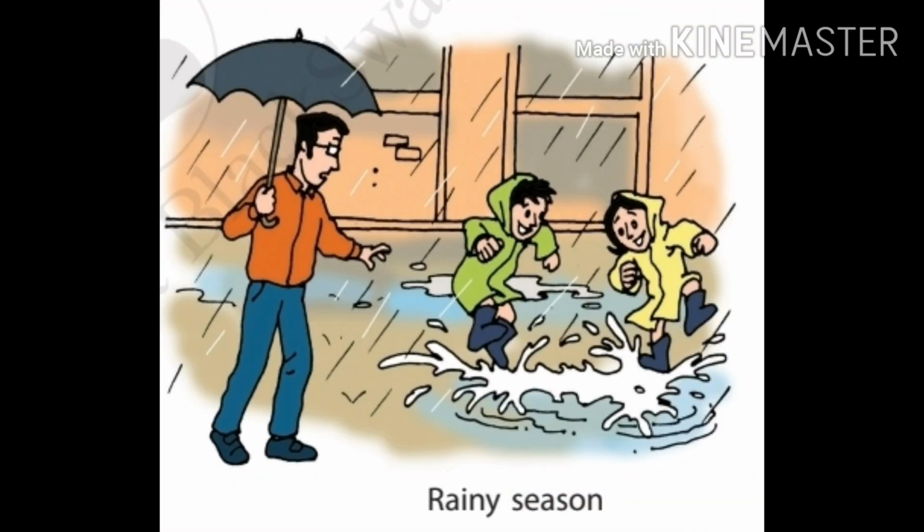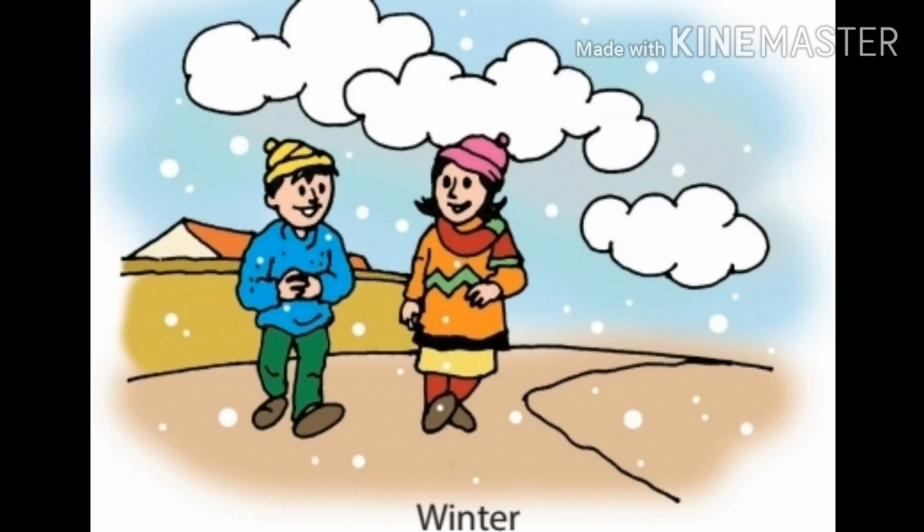During the rainy season, it rains a lot in most parts of India. The wind blows and the clouds are dark grey in color. Winter is the coldest season. The days are short. In many parts of India, it is very cold. People wear woolen clothes to keep warm. It snows in some parts of India, but in other parts it is not cold even during winter.